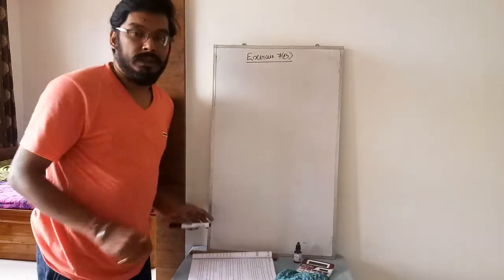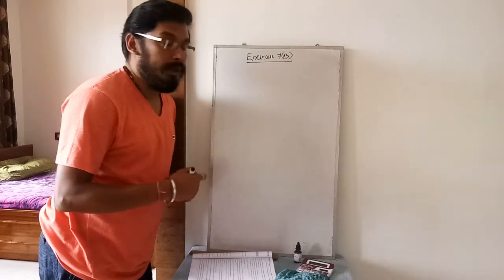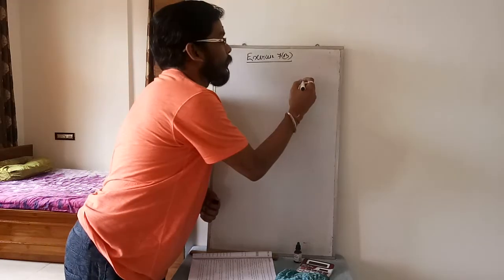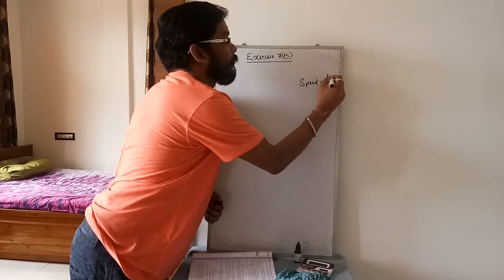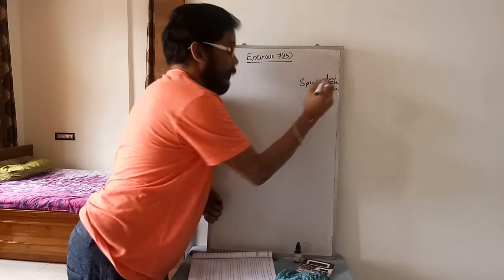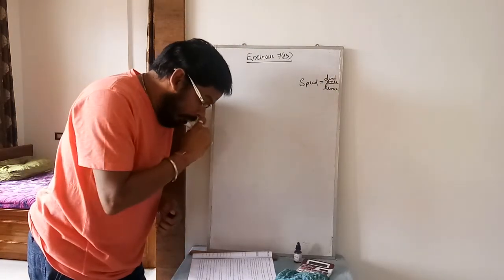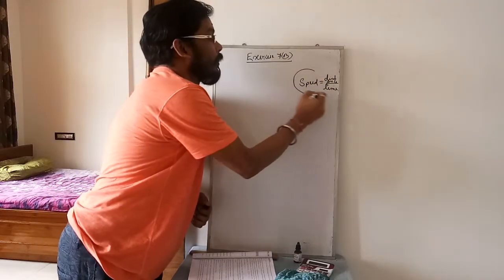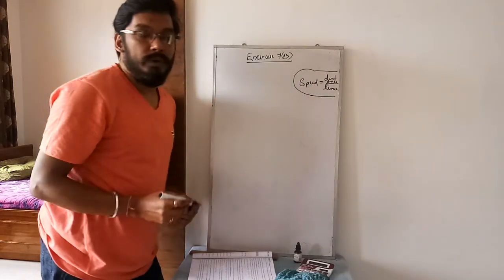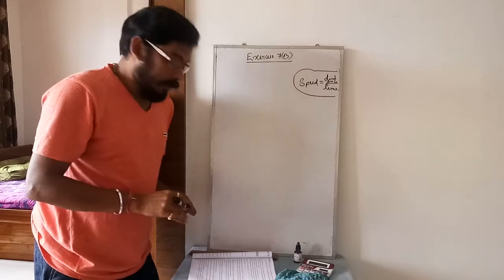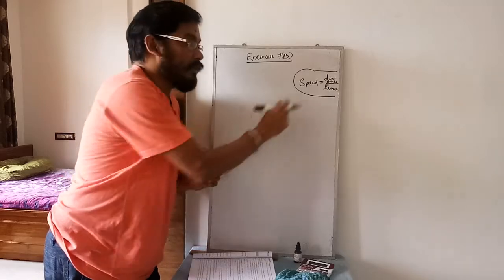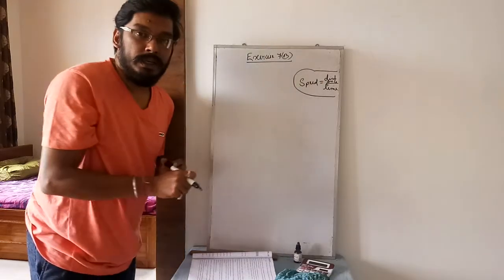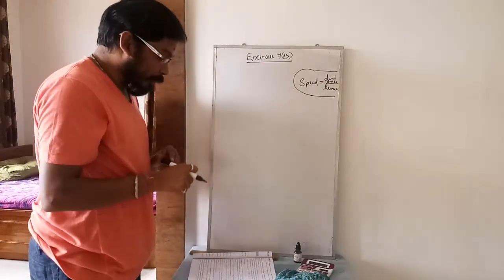Before I start, I will just say about a formula. We all know that speed equals distance by time. From 17 to 20, each and every sum will be based on this formula, speed equals distance by time. So we continue with question number 17.